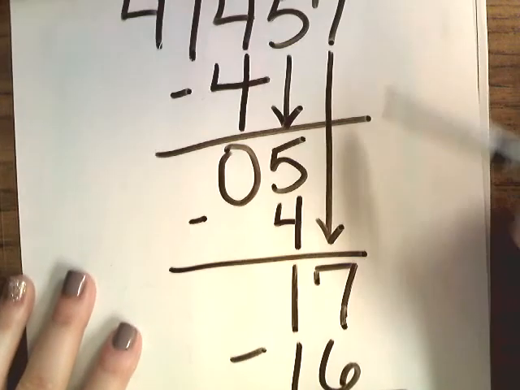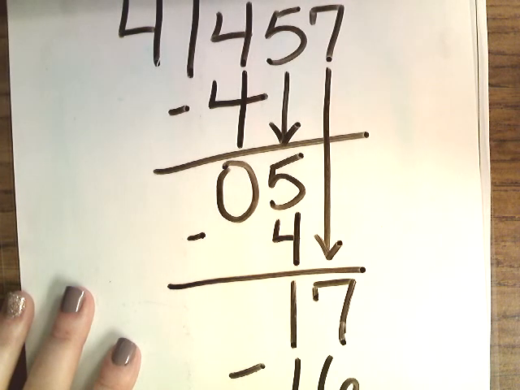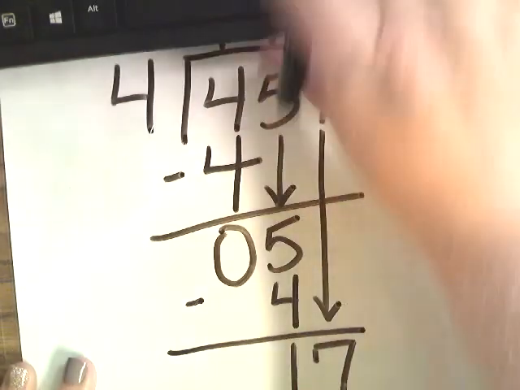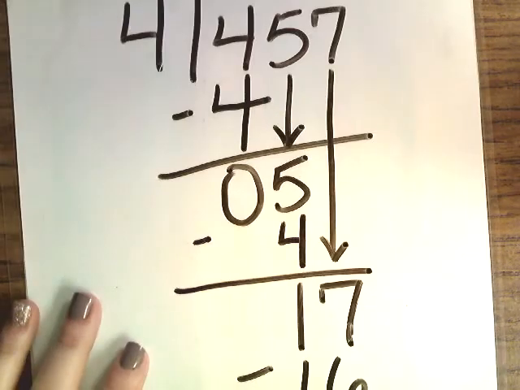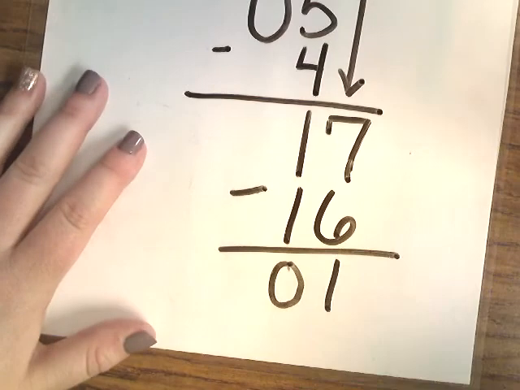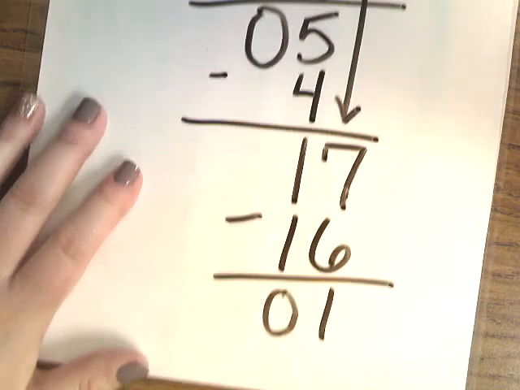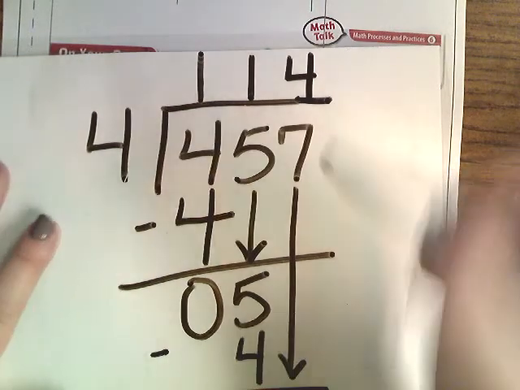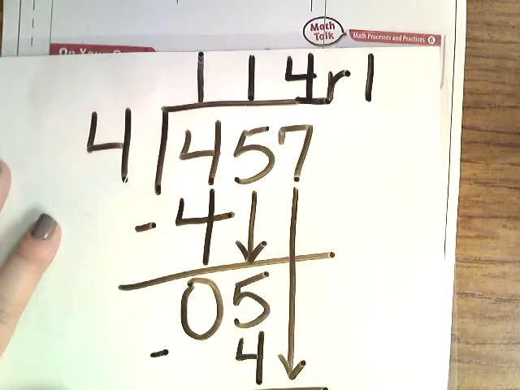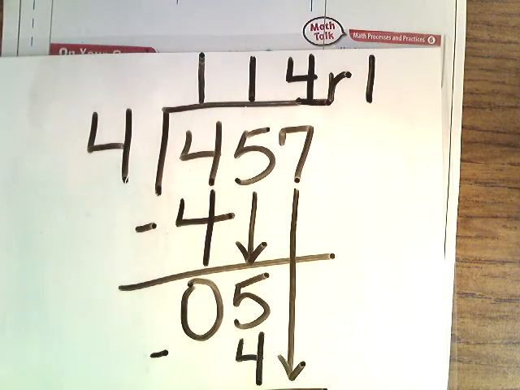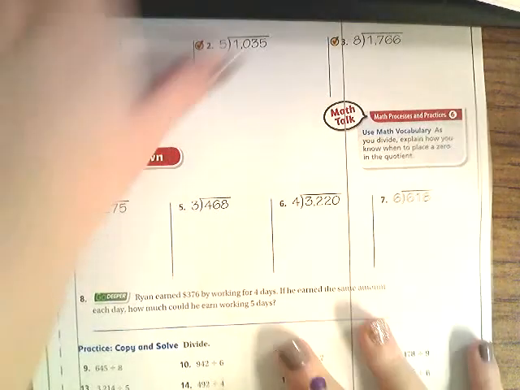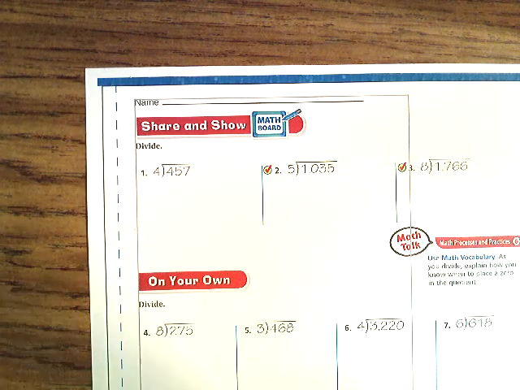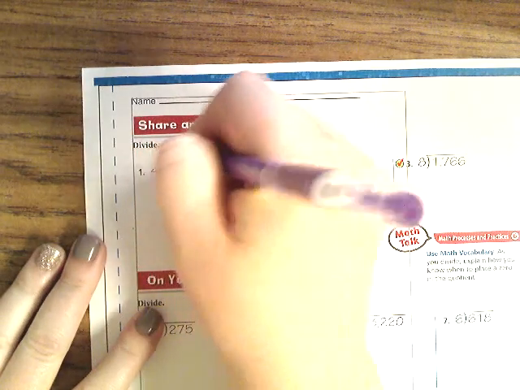We don't have any more numbers to bring down. No more numbers to bring down. So that means we have this number down here, which is a remainder. So our 1 becomes a remainder. And how we write that is we write a little r with a 1. So your answer is 114 remainder 1. So we're going to go back to our page and we're going to write that on number 1. 114, remainder 1. Okay?